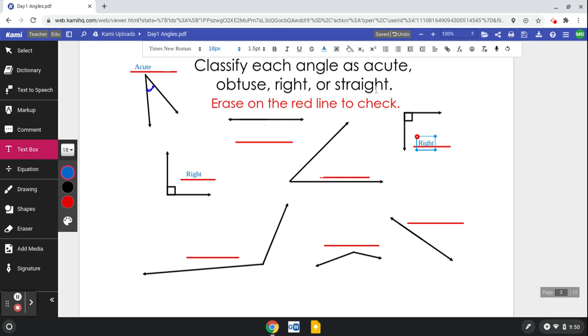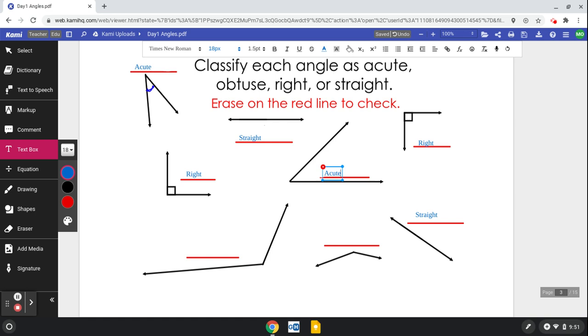Okay, a straight angle means they make 180 degrees. And we got two of those. That's a straight one, and then this one as well. And then we have this one here. Is this one going to be more than 90 degrees? Nope, it is less. So that is another acute angle.